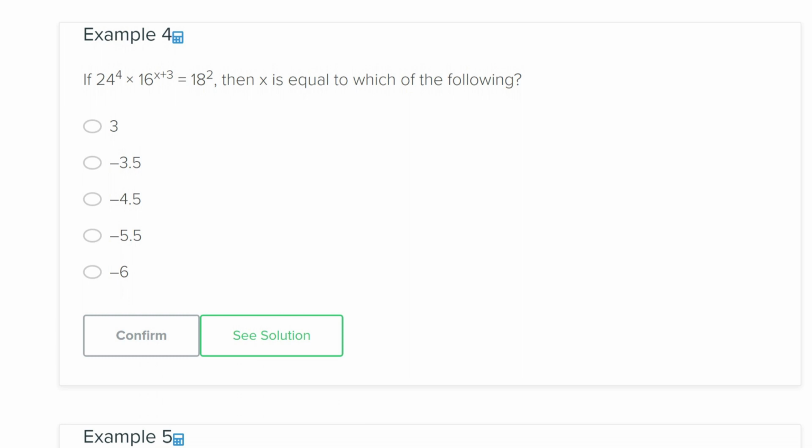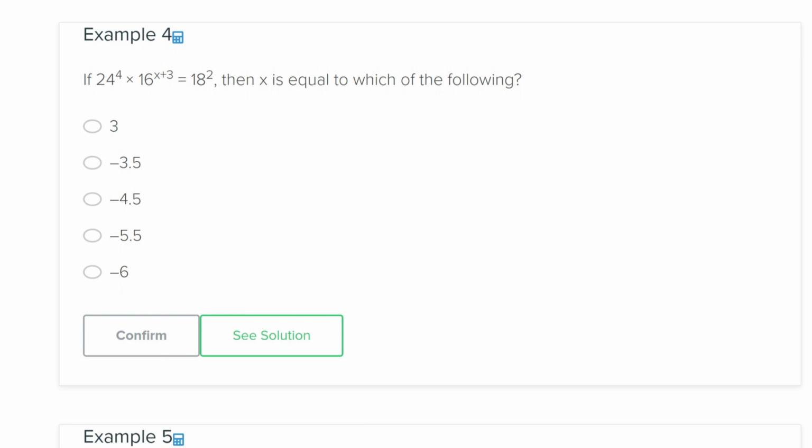If 24 to the power of 4 multiplied by 16 to the power of x plus 3 equals 18 squared, then x is equal to which of the following? Now, I would honestly say this is possibly the most important example in this set because it's an incredibly common question type. So really try your best on your own and then check if your answer matches up with mine.